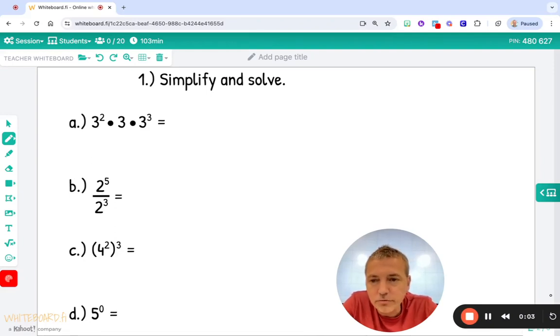Simplify and solve. So A says 3 to the second times 3, which, for any number without an exponent, we can add a 1, right? Times 3 to the third. So 3 to the second will be 3 times itself twice, right? 3 to the first would just be 3. And 3 to the third would be 3 times itself 3 times, right?